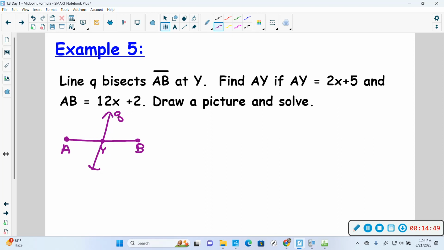And because it says it bisects, I know the left is congruent to the right. So I'm going to put my tick marks on each side. It's not too bad of a drawing, I'll take it. So AY is 2x plus 5. Got it. AB, oh, different, don't get crazy. A to B is 12x plus 2. A little different. Draw a picture and solve.